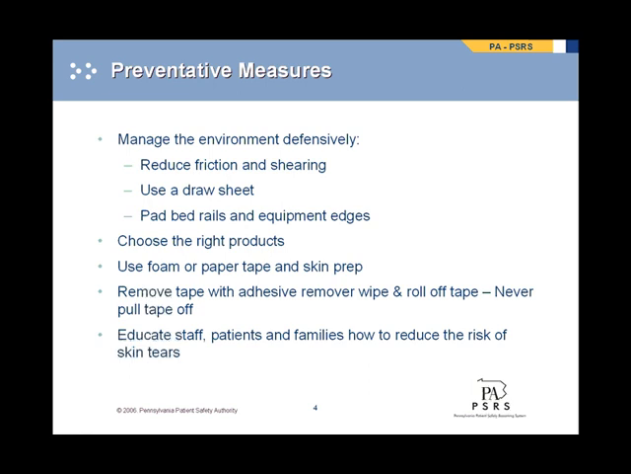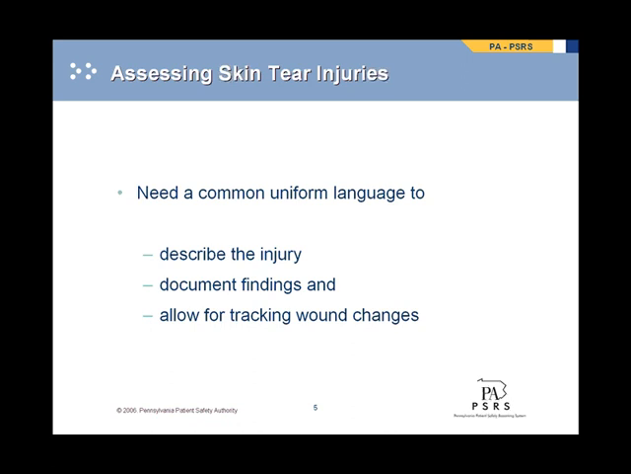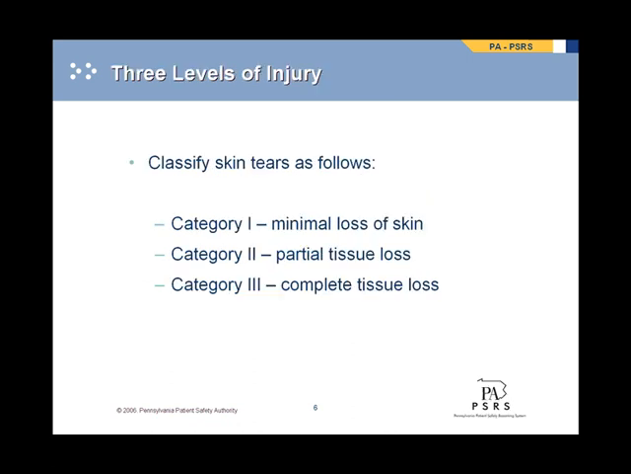When a skin tear occurs, are you prepared to assess and manage this injury? Since skin tears vary in size, location, depth of injury, and amount of tissue loss, a common uniform language is needed to describe the injury, to document the assessment and management of the wound, and to be able to track the wound changes. There are 3 categories with graduated injury up to a total loss of tissue.